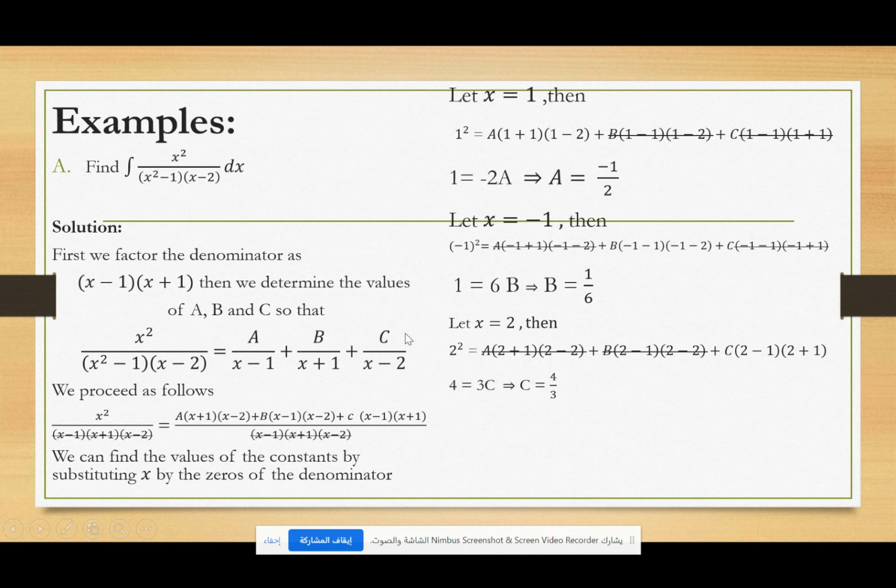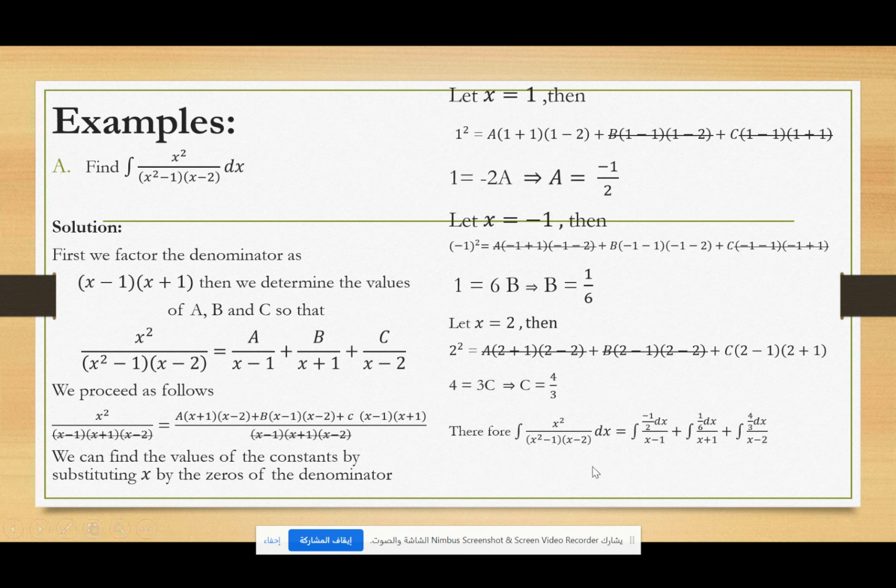Now we are going to replace a, which is negative half, here instead of a in the numerator, and 1 over 6 here instead of b in the second numerator, and 4 over 3 in the third numerator instead of c. And you can see that because you have a linear function down and you have a constant number up, you're going to take the constant outside and there will be 1 instead of it. Exactly, this is what we will have. We wrote a, b, c in their positions.